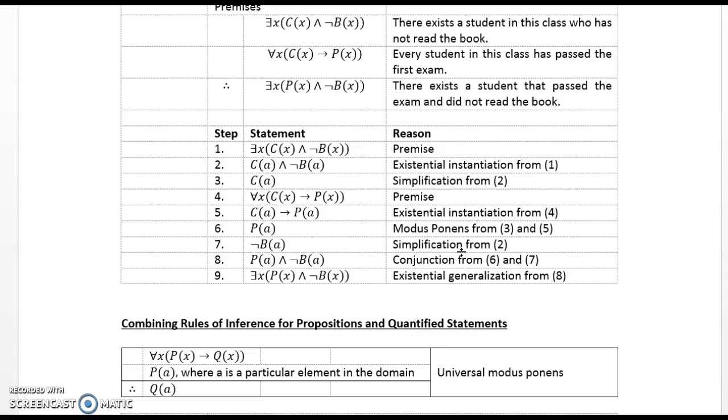7. Not B of A, simplification from 2. 8. P of A and not B of A, conjunction from 6 and 7. And 9. There exists x, P of x and not B of x, existential generalization from 8.